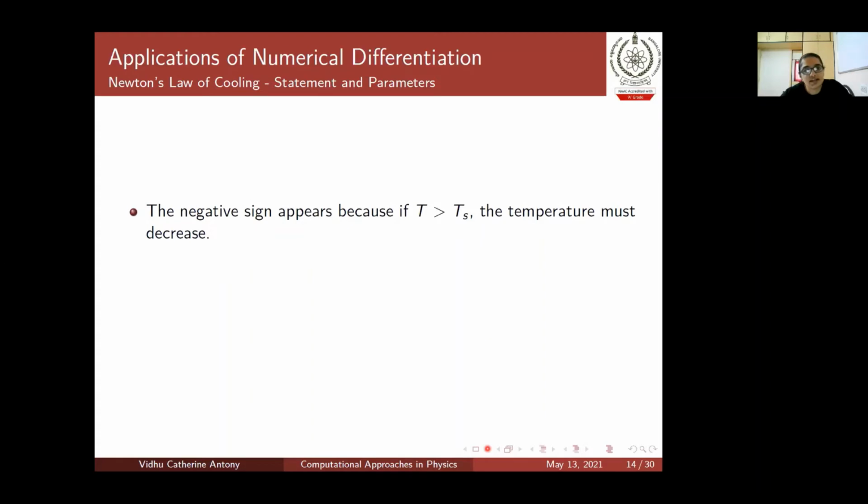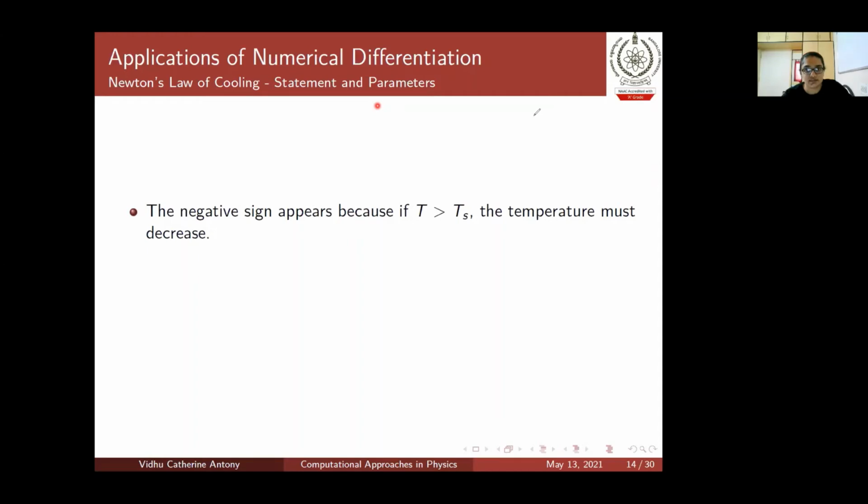Okay, so what does the negative sign tell you? Let's say the temperature of the body is greater than the temperature of the surroundings. That means there is a natural cooling process involved. Therefore, you need a negative sign along with the differential equation. So how does the curve look? You must have seen this. The curve basically looks like this: you have temperature on one side and time on the other.